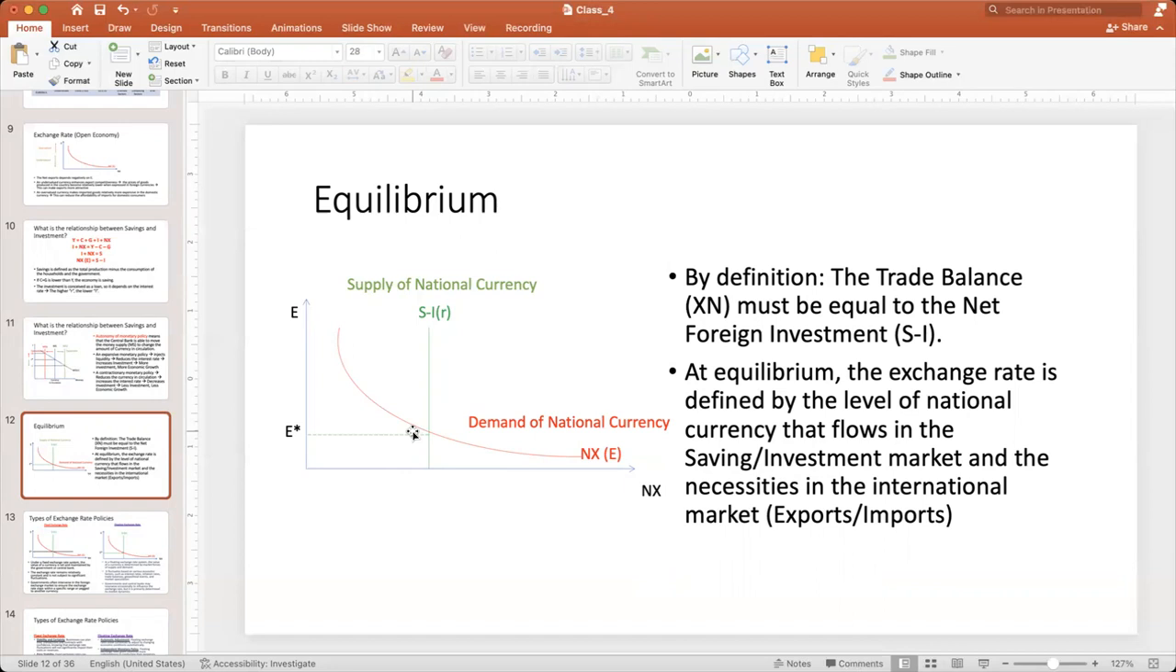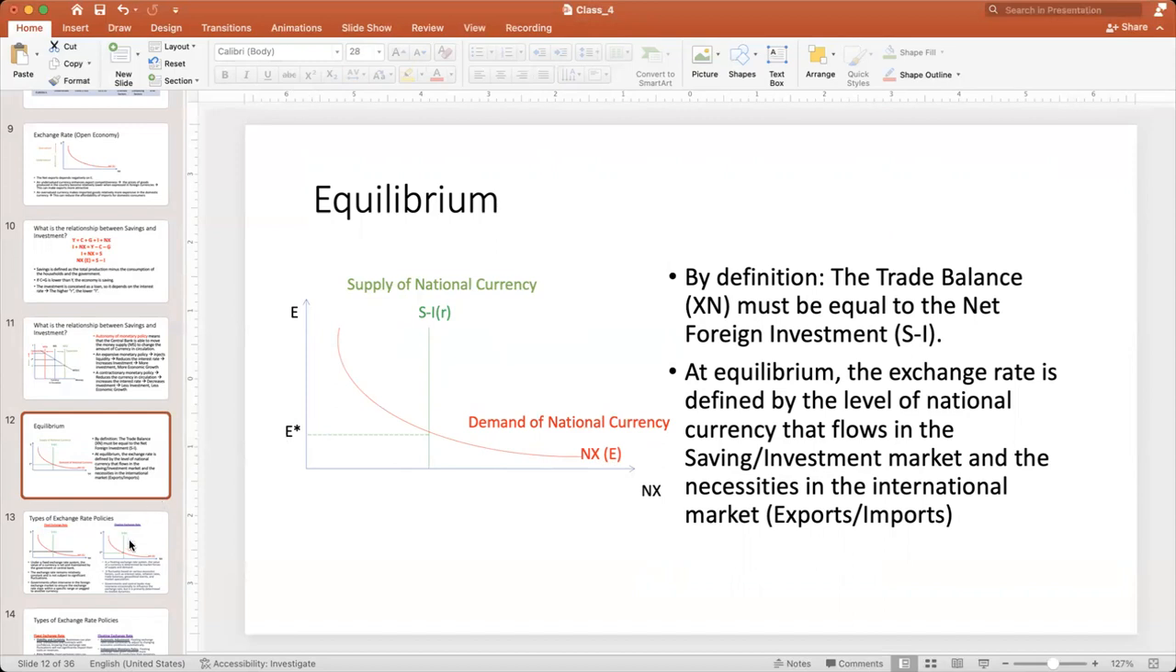So the excess, the piece of money that is not demanded by the firms, well, we are going to sell that currency to the international market to support the transactions in the international market. So by definition, in that supply and demand movement, we find the exchange rate at equilibrium.